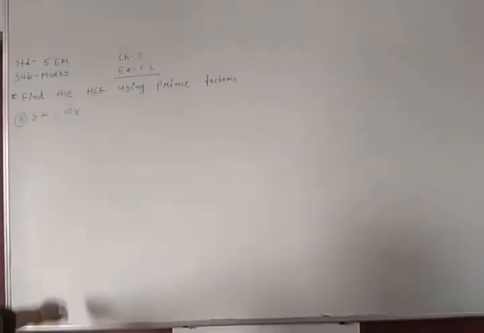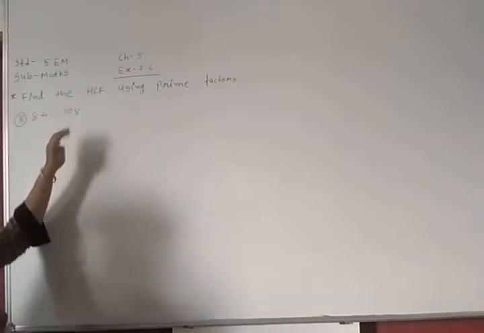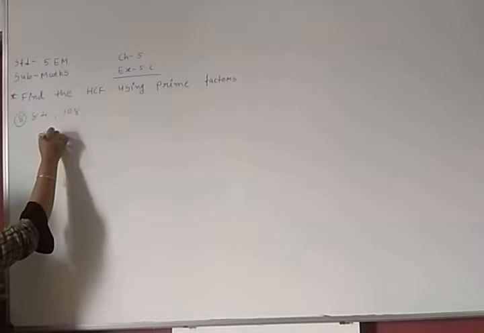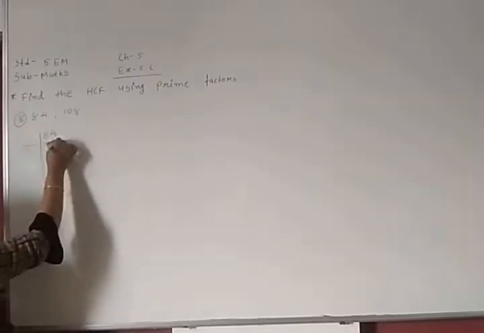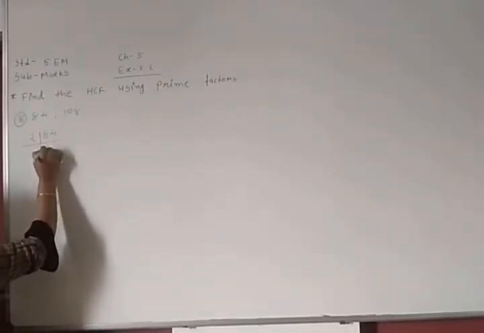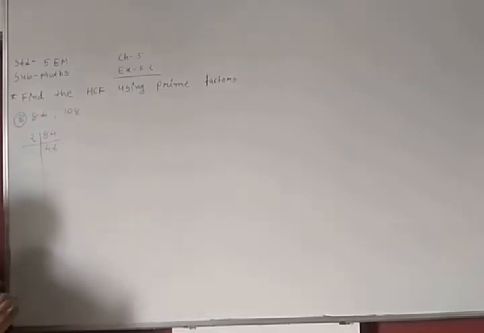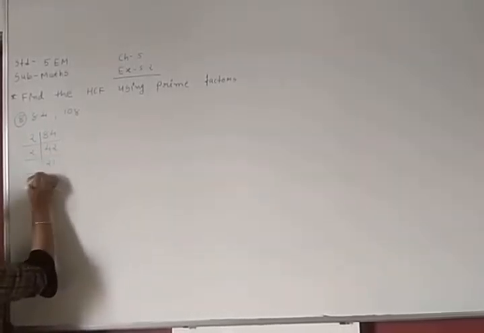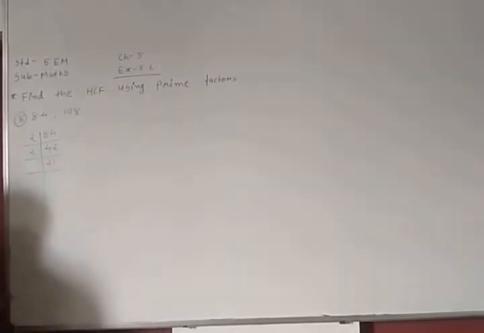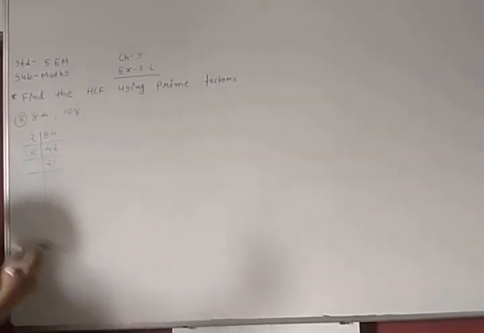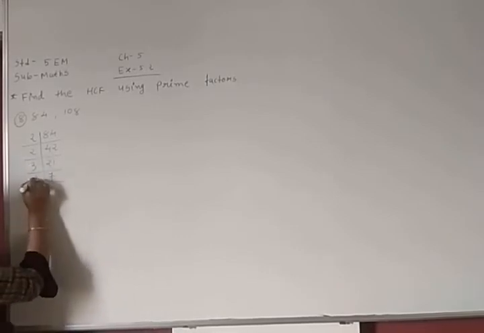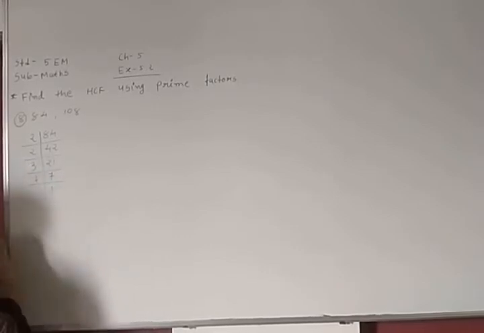Question number 8 is 84 and 108. Same process, both are even numbers. So we will find the factors with 2 only. 2 42s are 84. Then after, 2 21s are 42. Now 21 is odd and it is divisible by 3. 3 7s are 21 and 7 1s are 7.